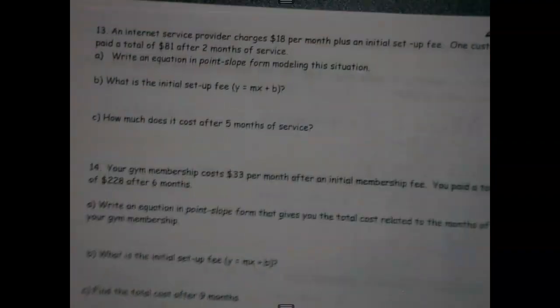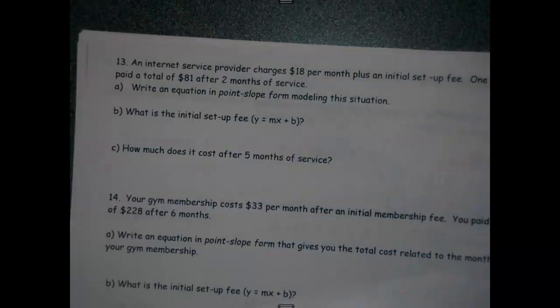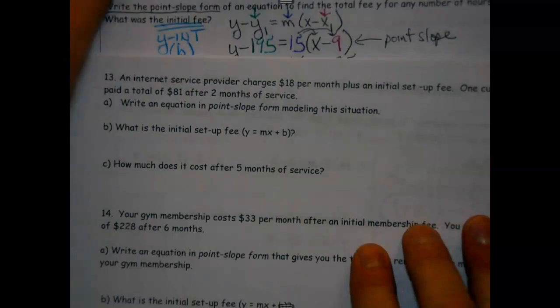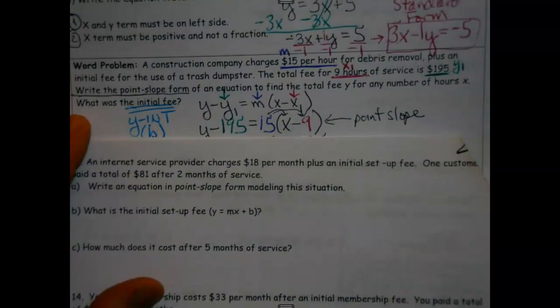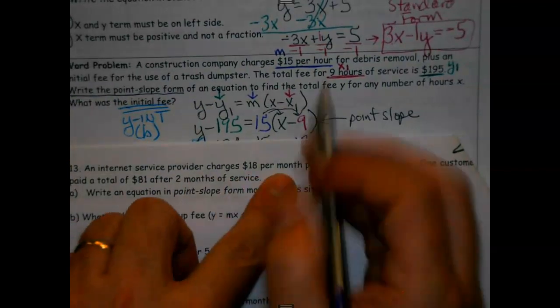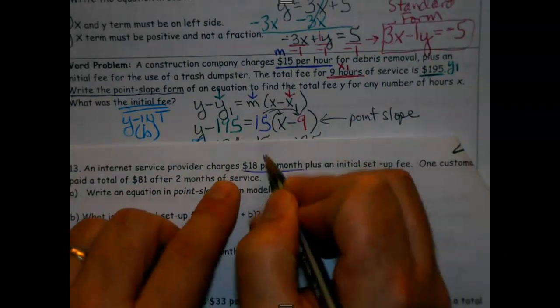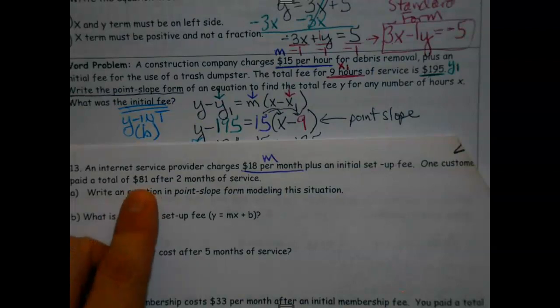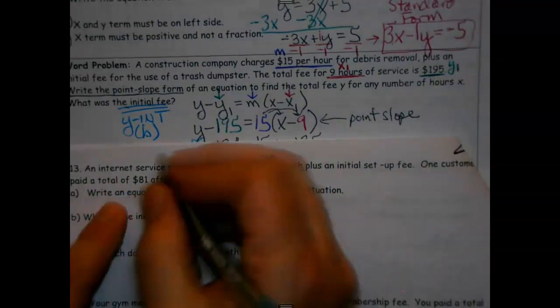All right, one last one, because I want to run through another one of these applications with you, where we got an example to work with. Okay, let's do this. An internet provider charges $18 per month. Here's my slope. For debris removal, plus an initial setup fee. One customer paid a total of $81. Be careful. The total number is your Y.